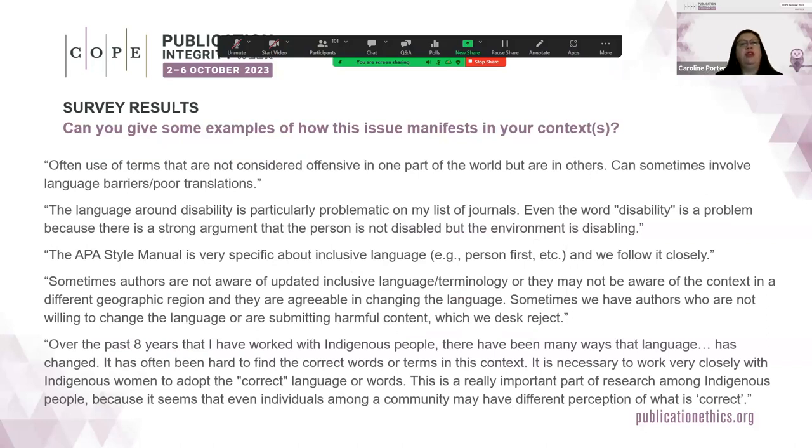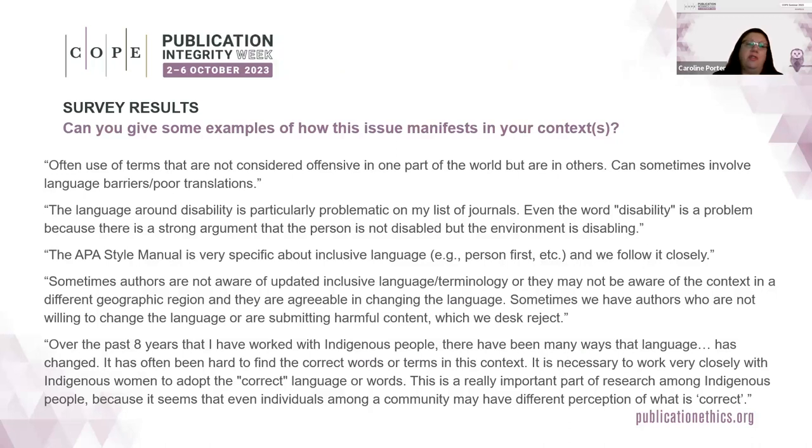We also had a number of free text questions, and we couldn't capture all of them here, so we've just got some representative answers. In answer to the question, can you give some examples of how this issue manifests in your context, we've got a number of different responses. Often it's the use of terms that are not considered offensive in one part of the world, but are in others. This issue can also involve language barriers or poor translations. Another person commented that the language around disability is particularly problematic. Even the word disability is a problem because there is a strong argument that the person is not disabled, but the environment is disabling.